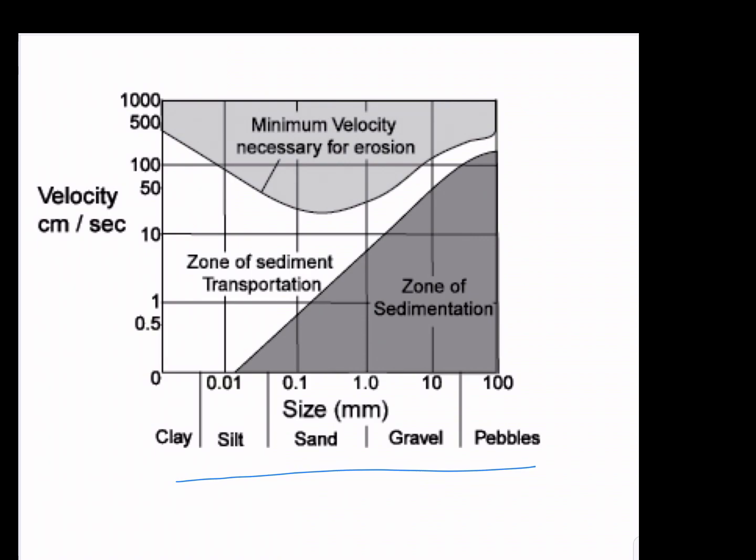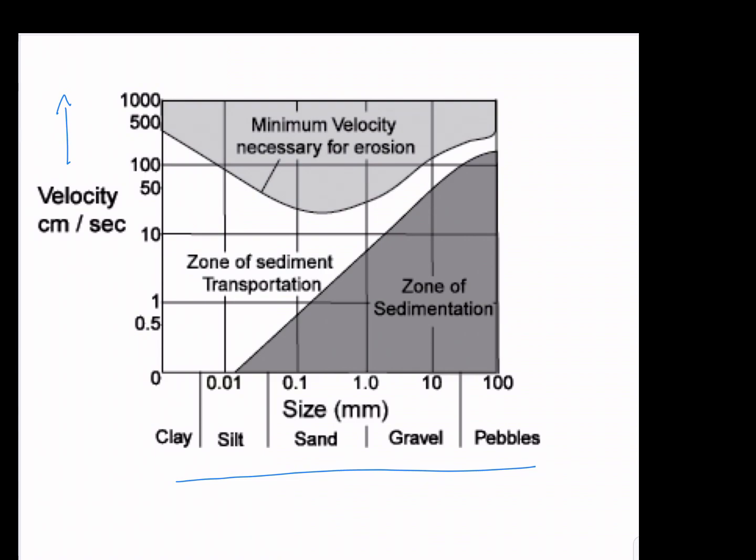On the y-axis, what we're looking at is a change in velocity. So the faster the water moves, it's at the higher or the top of the graph, and the slow-moving water is going to be at the bottom part of the graph.